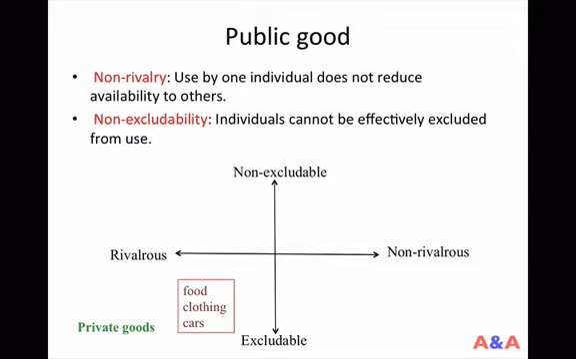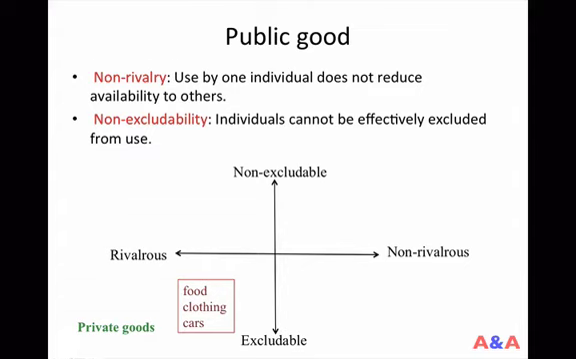Some normal goods are both rivalrous and excludable. Goods such as foods, clothes, and cars. Think of a cake. Suppose you have a cake. If you eat it, I can't eat it. If I eat it, then you can't eat it. So it's rivalrous. Used by one individual reduces availability to others. Same for cars.